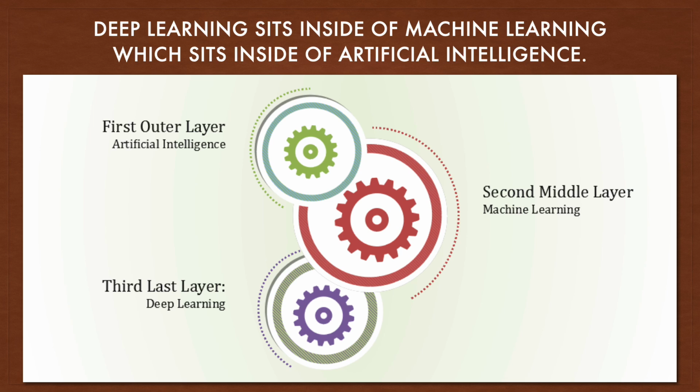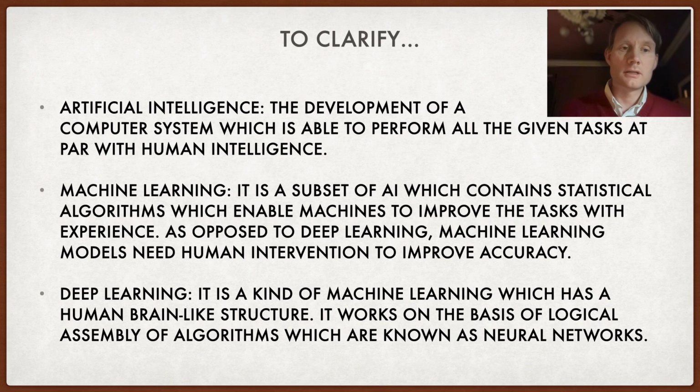So I'll take my face off the screen now, and we can look at this particular design, which is a way to demonstrate what we've just been going through. So deep learning sits inside machine learning, which sits inside of artificial intelligence. And just to clarify, artificial intelligence is the development of a computer system which is able to perform all the given tasks on par with human intelligence. Machine learning is a subset of AI which contains statistical algorithms which enable machines to improve the tasks with experience.